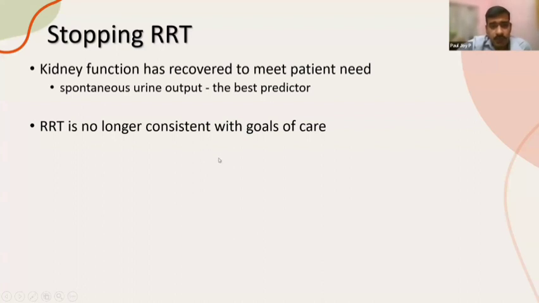Now, when to stop RRT? Usually, the RRT is stepped down, like it is left to SLED and then further stepped down to intermittent hemodialysis. So finally, the kidney function should have recovered and should meet the patient's needs of fluid and electrolyte balance. Spontaneous urine output is the best predictor, and it can also be stopped when it is no longer consistent with goals of care. The 24-hour creatinine clearance has also been used to predict stoppage of RRT. If 24-hour creatinine clearance is more than 15 to 20, then it is possible to keep the patient off RRT.